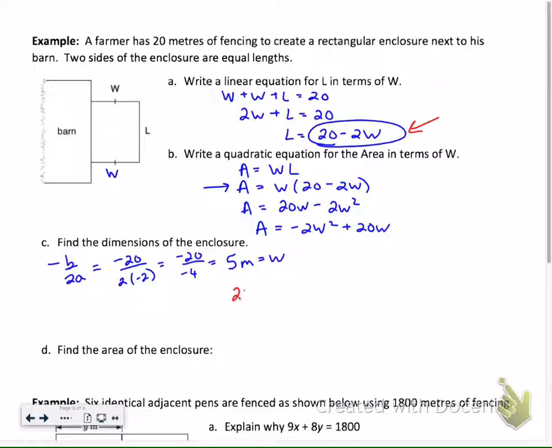So that's going to be 20 minus 2 times 5. 20 minus 10 is 10 meters for my length. So this is a 5 by 10 meter fence, or enclosure, I should say. Okay. Now find the area of the enclosure. I'm just going to multiply those together. So 5 times 10, literally, is 50 meters squared.